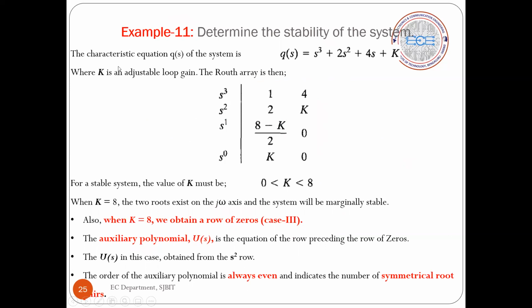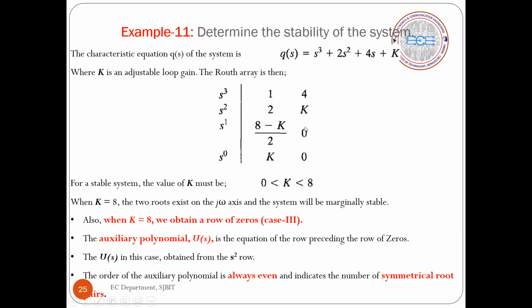Determine the stability of the system for the given characteristic equation, where K is an adjustable loop gain. So the equation is given, and I have to determine stability. What's the job? Construct the Routh table. Take the equation given and construct the table. First two rows you have to fill up by looking at the characteristic equation, and these elements have to be computed, that is 2 into 4, 8 minus K into 1, K divided by this 2. This is the equation.